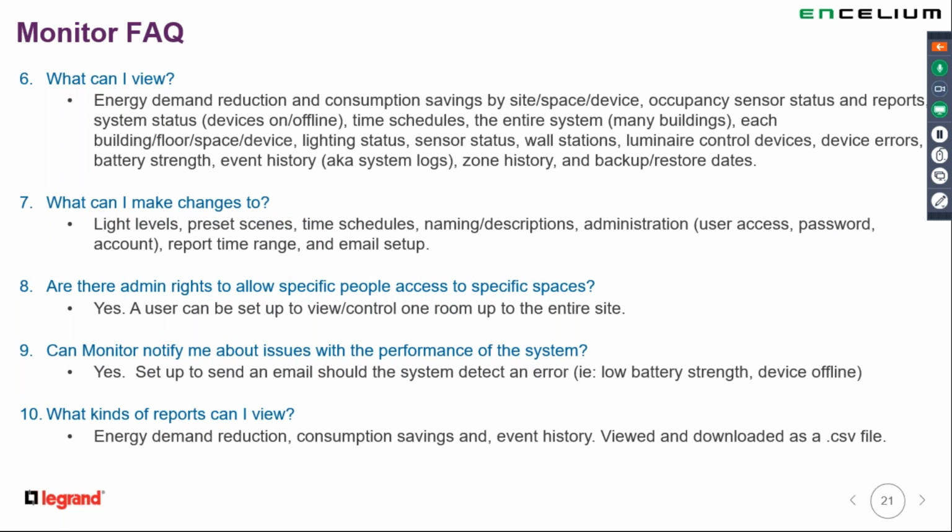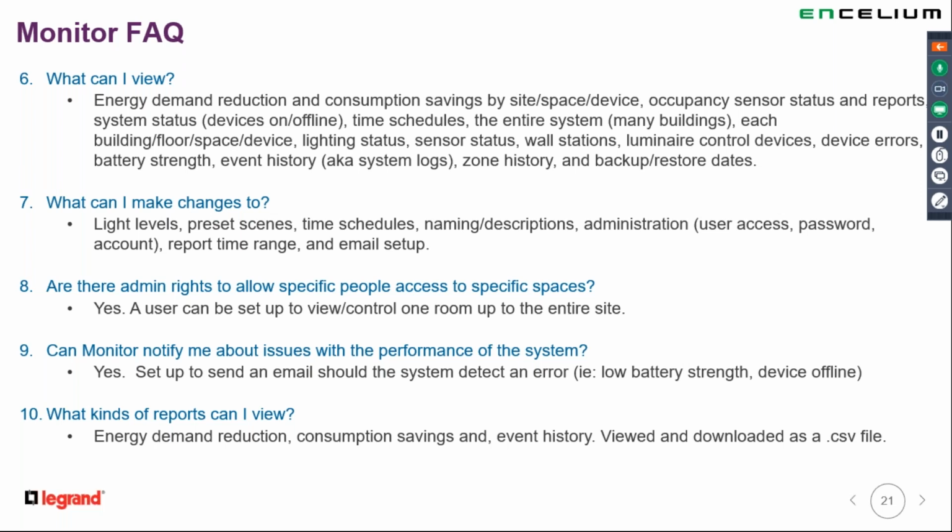So what can I review with Monitor? Whole list: energy demand reduction and consumption savings by the site or a space or a specific device, occupancy sensor status and the reports, the system status if a device is on or offline. I can see time schedules. Better yet, they can see time schedules, the entire system, many buildings. So right down from the portfolio of buildings to a specific device.